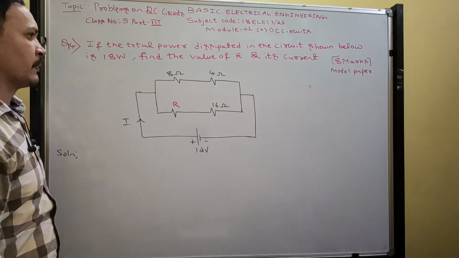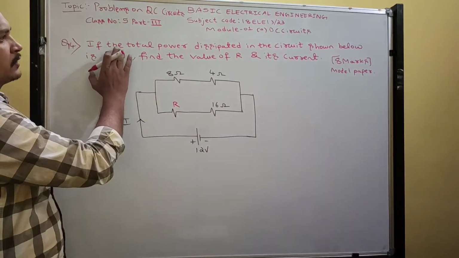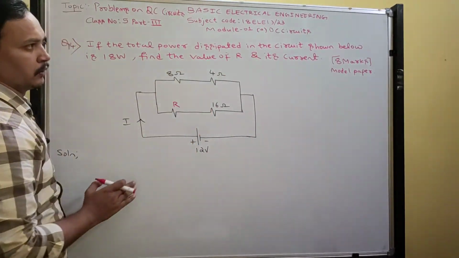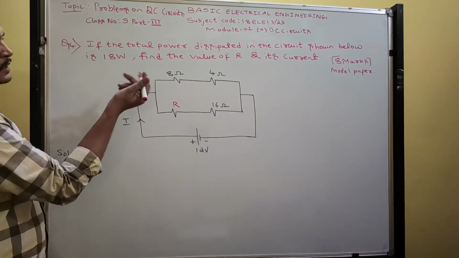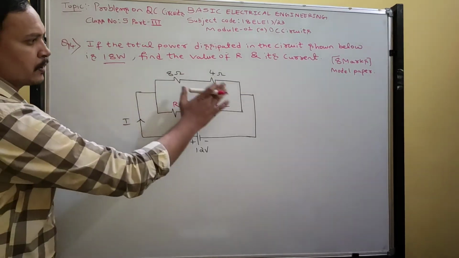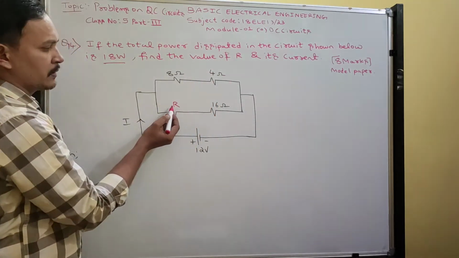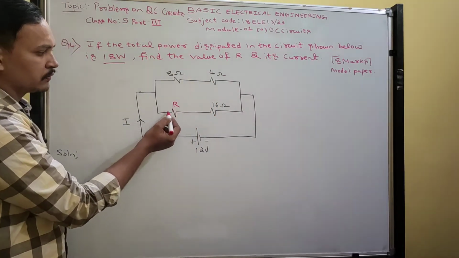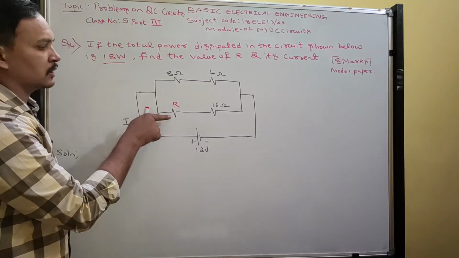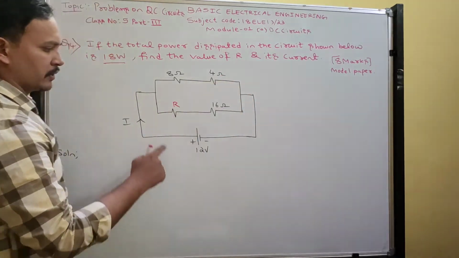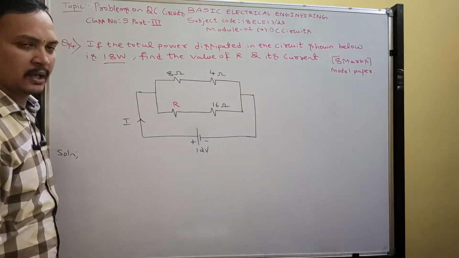That's it. Next problem, question number 14. So they have given a network. The total power dissipated in this circuit, total power meaning including everything, is 18 watts. Okay, the total power is 18 watts. Find the value of R. So they have given some unknown resistance here. You have to find the value of this resistance, and also the current flowing in that resistor, for the given network. It is an 8 mark problem. I hope you can give a try on this.